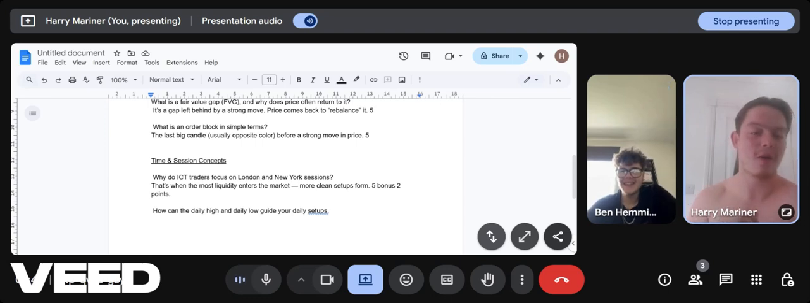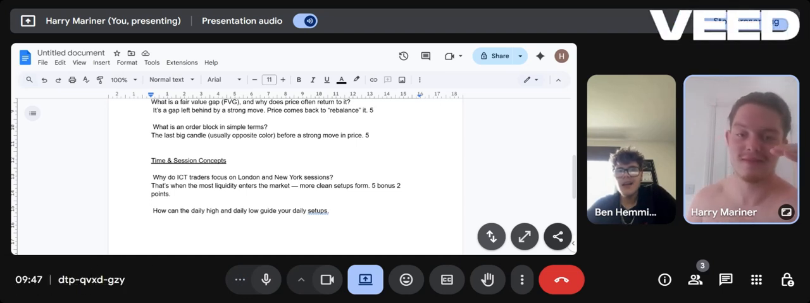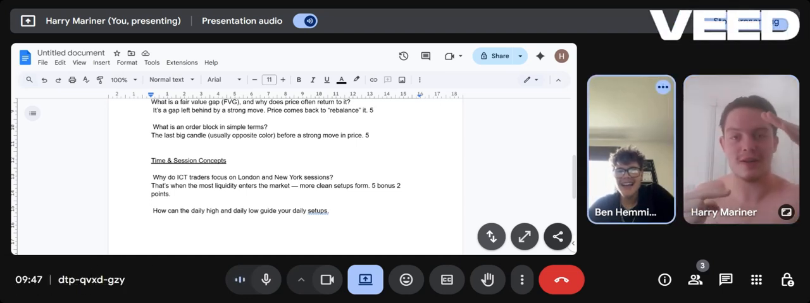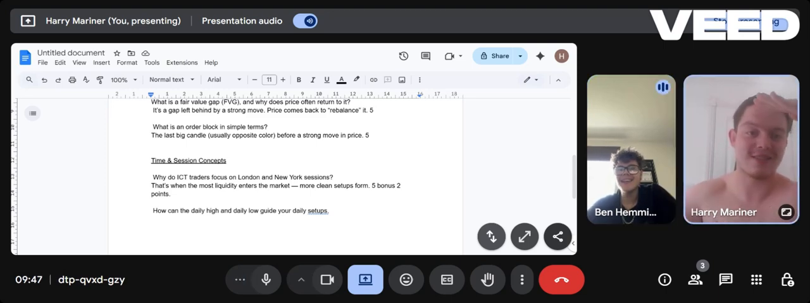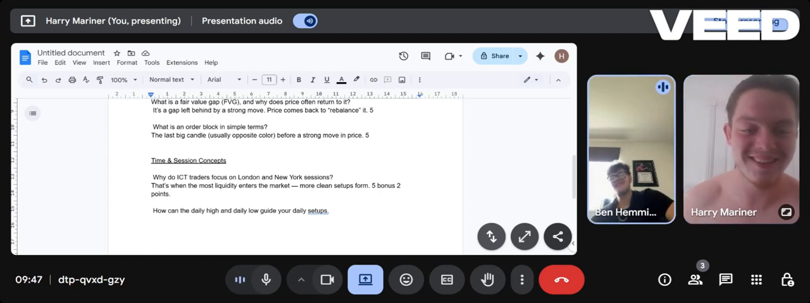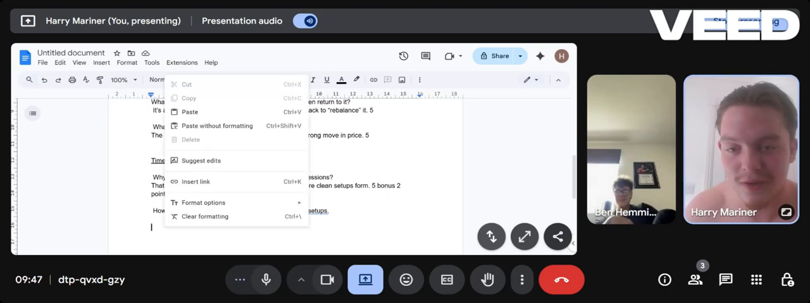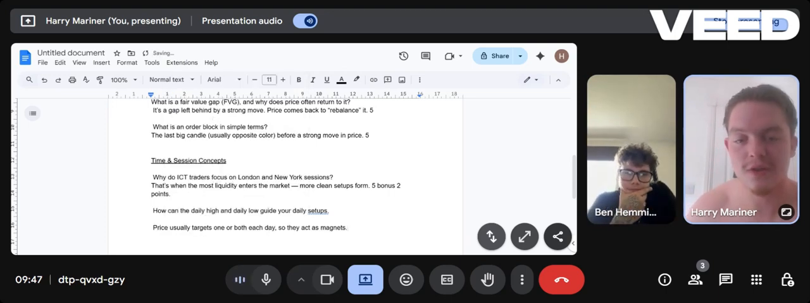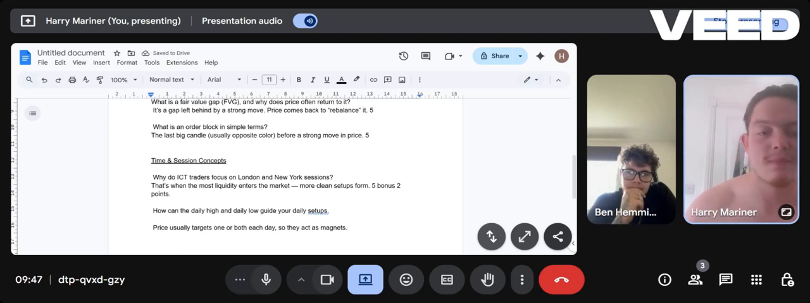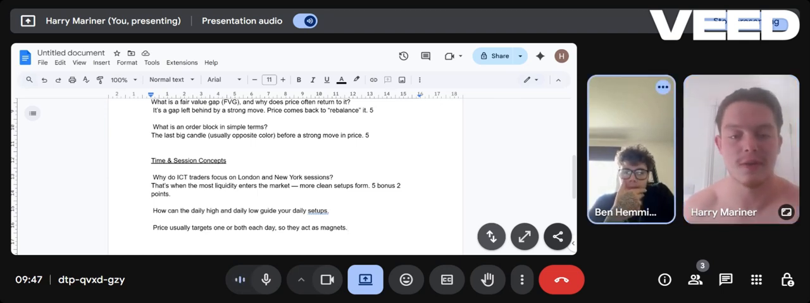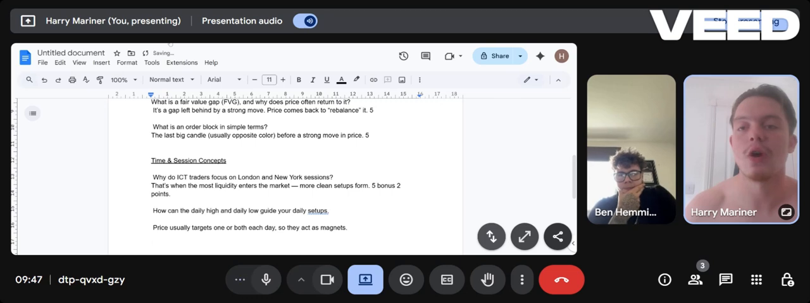I'm just trying to get you to say the word that's on here. It begins with M. It isn't like a trading word. Think about it. If price shoots to it, it gets a magnet. There you go, price magnet. You literally said the exact thing on there. Price usually targets one or both each day, so they act as magnets. Sweet. We'll do one more question on this, and then the last topic is risk and psychology.